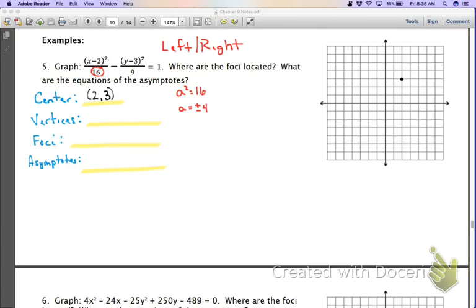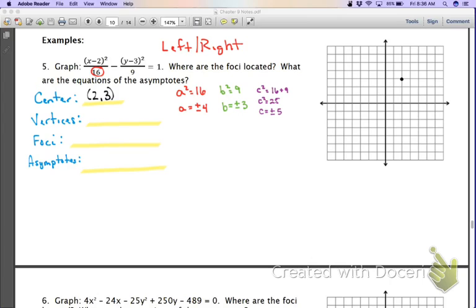Do you want to do the vertices first, or do you want to do the asymptotes first? It's completely up to you. Let's go ahead and find b before, and then we can make that decision. So b squared is equal to 9, so b is equal to plus or minus 3. Do you want to find c and then go? So c squared is going to be equal to 16 plus 9. c squared is equal to 25, so then c is equal to plus or minus 5. So now we have our a, we have our b, and we have our c. So we have everything that we need.